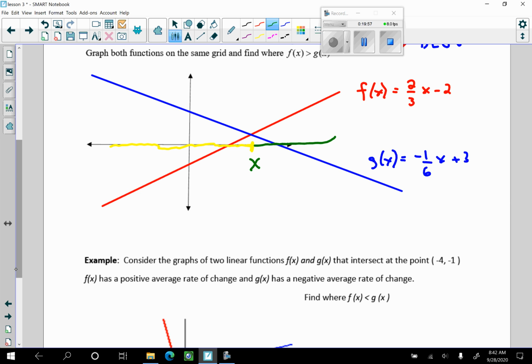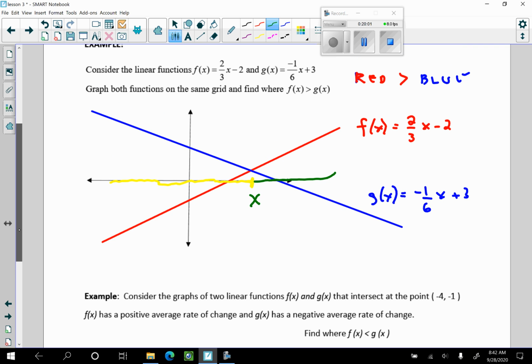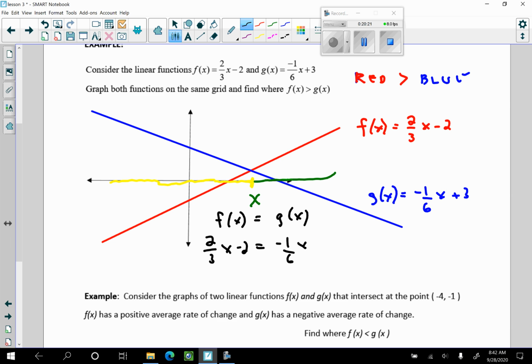I find that x value by solving the system of equations. So what I'm going to need to do is figure out where those graphs are equal. I need to know where f of x is equal to g of x. So I need to solve this equation: 2/3 x minus 2 equals -1/6 x plus 3. We did a lot of this as an algebra 1 equation.